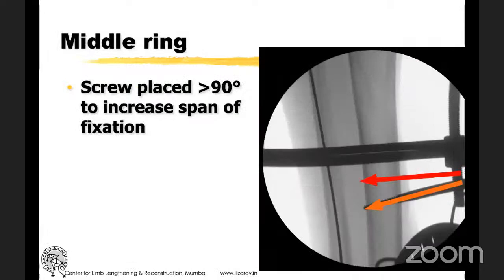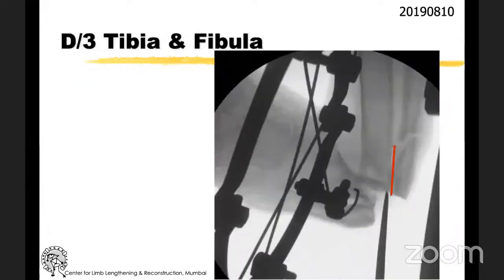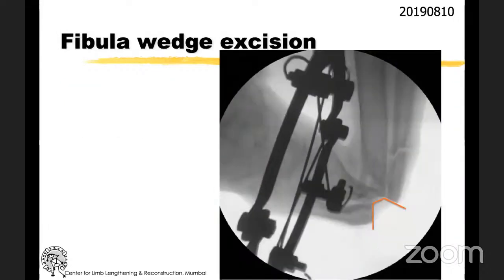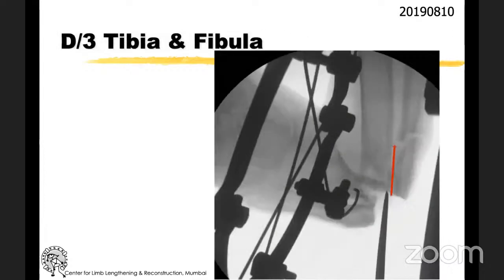There was a short fragment. So in the middle ring, the screw was placed at more than 90 degrees to increase the span of fixation. Here the red arrow shows a 90 degree screw position, but we have placed the screw at a certain angle, shown by the orange arrow, which increases the span of fixation. Then we did a fibular wedge excision, followed by which we mobilized the tibia and fibula fragments separately.